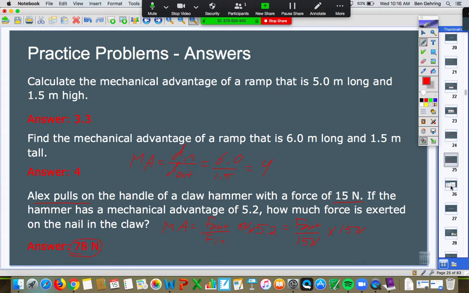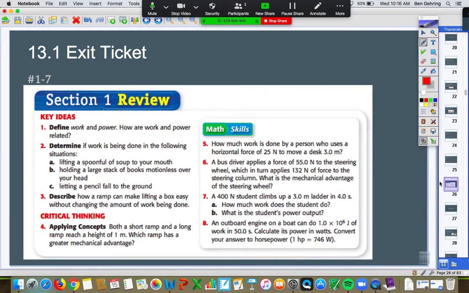That is mechanical advantage. I would like you to do a couple of these review questions. So I would like you to first define work and power. Tell me how they're related. I would like you to compare a long ramp and a short ramp. Tell me which one of those has a greater mechanical advantage. And you can reference your previous questions that you've done. And then I would like you to answer these 4 math questions. 5, 6, 7. Do both A and B, and 8.